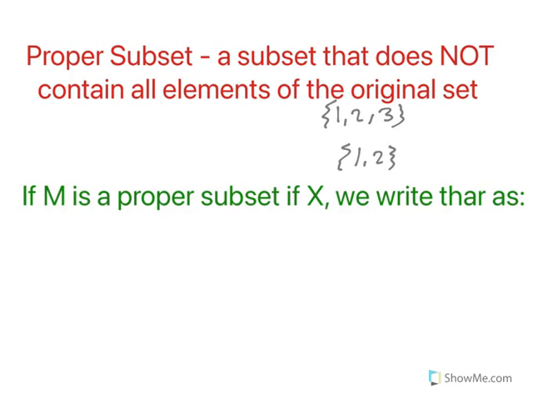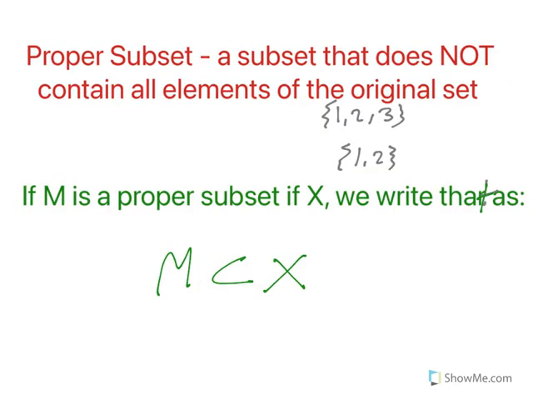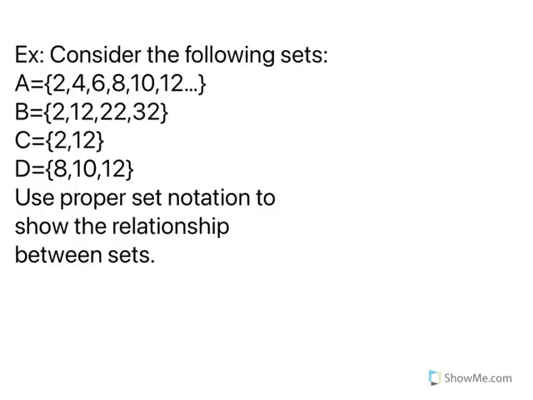So if M is a proper subset of X, we would write that as M ⊂ X. So you can see with just a subset, we have this equal sign underneath the sideways thing here. And with it being a proper subset, we have just that, simple. Okay, so consider the following sets. We've got A, B, C, and D. Let's use proper set notation to show the relationship between sets.